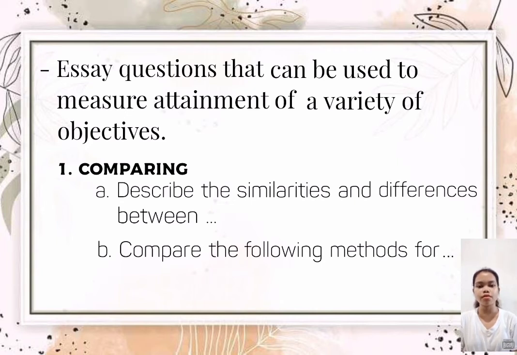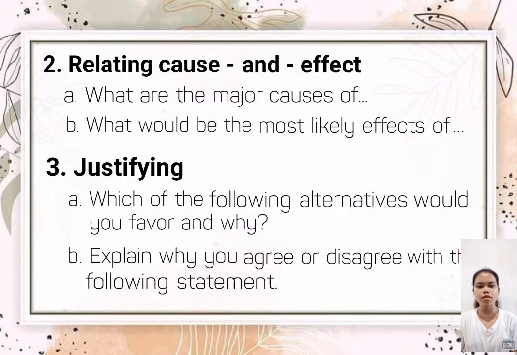Number 1. Comparing. Describe the similarities and differences between. Compare the following methods for. Number 2. Relating cause and effect. What are the major causes of? What would be the most likely effects of? Number 3. Justifying. Which of the following alternatives would you favor and why? Explain why you agree or disagree with the following statement.